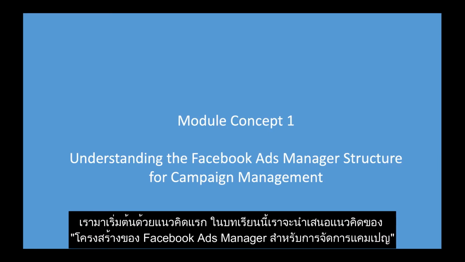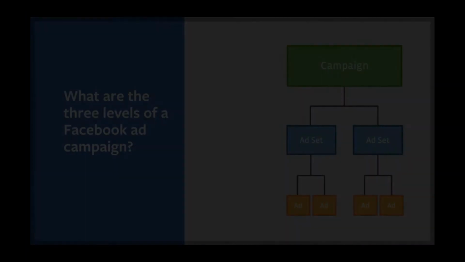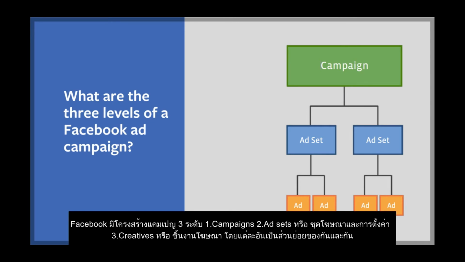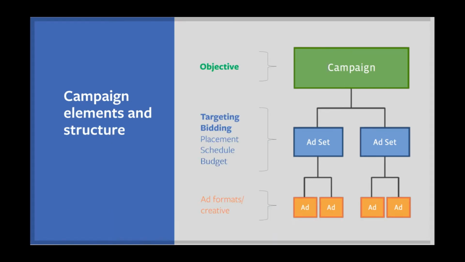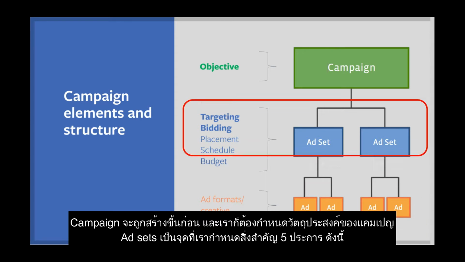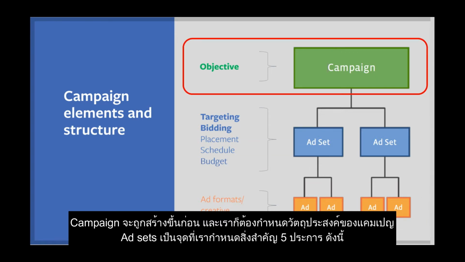Now let's get started with the first module concept. In this module, we will present the concept of the Facebook Ads Manager structure for campaign management. Facebook has 3 levels of their campaign structure: campaigns, ad sets, and then creatives or ads. Each is a subset of the other. The campaign is created first. This is the highest level in the structure. This is where we set the objective.